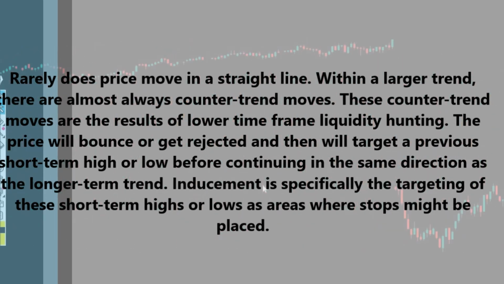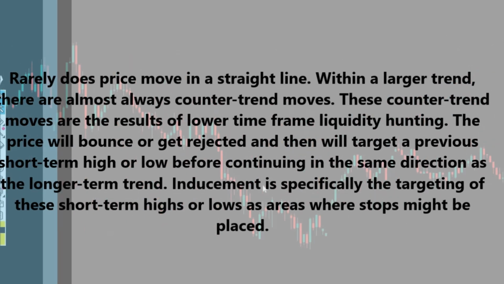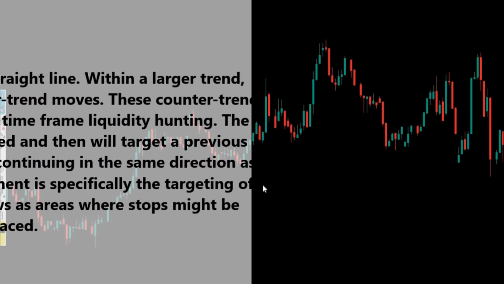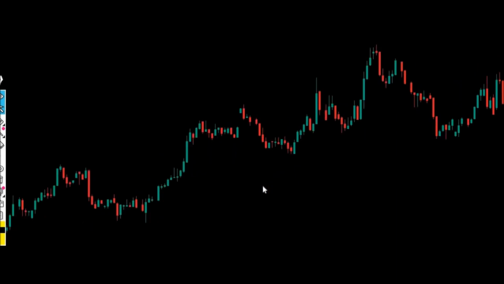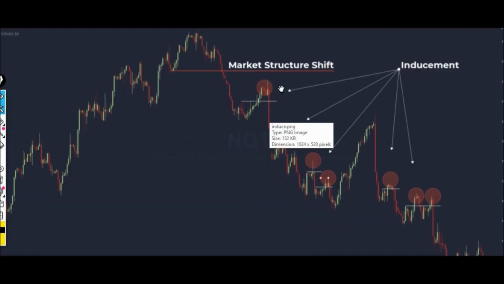Inducement is specifically the targeting of these short-term highs or lows as areas where stops might be placed. So let's have an example of inducement. To make you understand inducement, they are like traps where smart money traders trick us into executing trades.